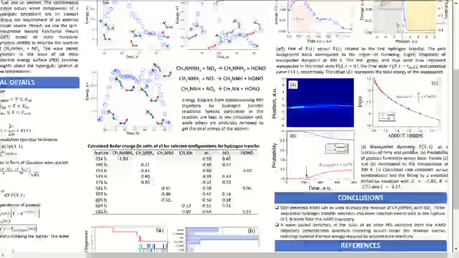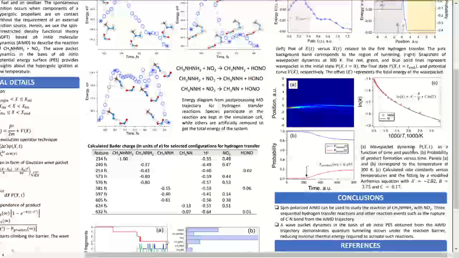Okay, here is another picture showing this process. This is our initial state, and as time goes by, at around 240 atomic units of time, we can see the splitting of the wave packet. From this diagram, we can see about 20% of the wave packet has passed through the barrier, and about 80% has reflected back.